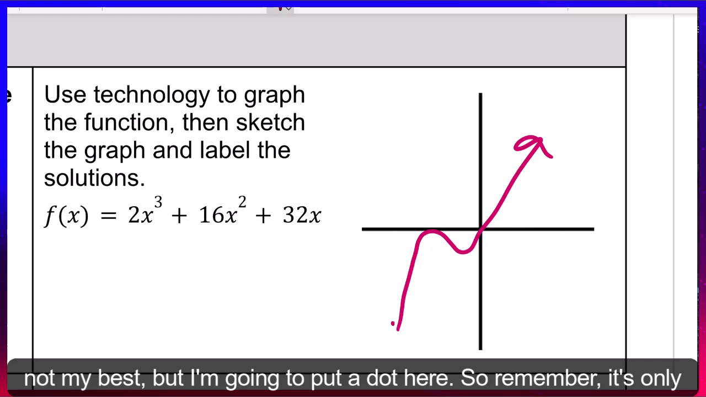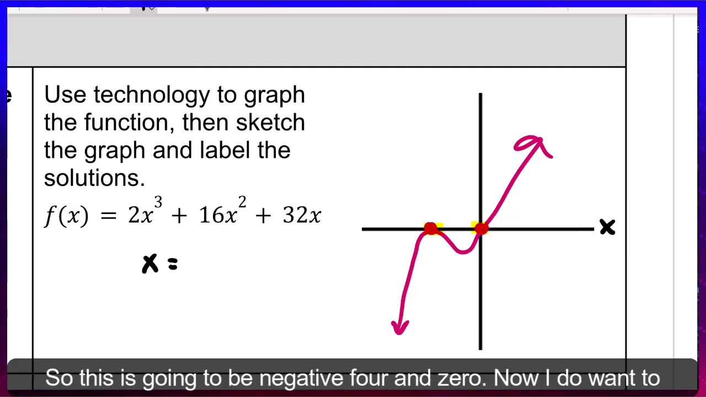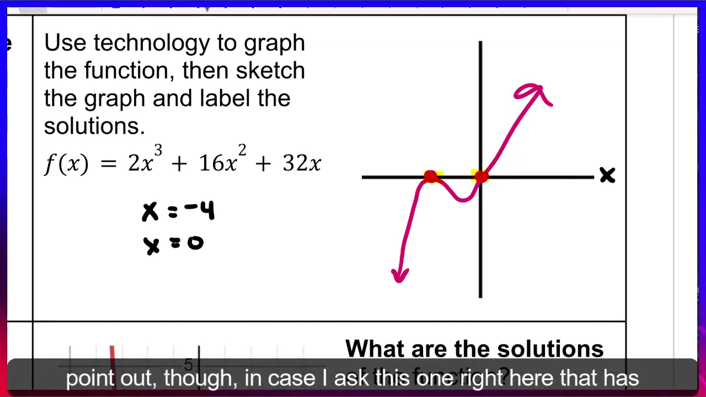Oop. Not my best, but I'm going to put a dot here, and I'm going to put a dot here. So remember, it's only when your y is equal to 0, or it's on your x-axis, which is here. So this is going to be (-4, 0).